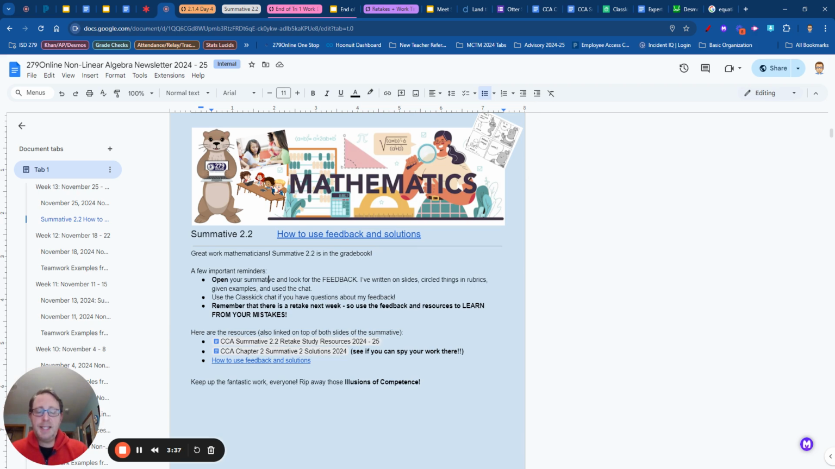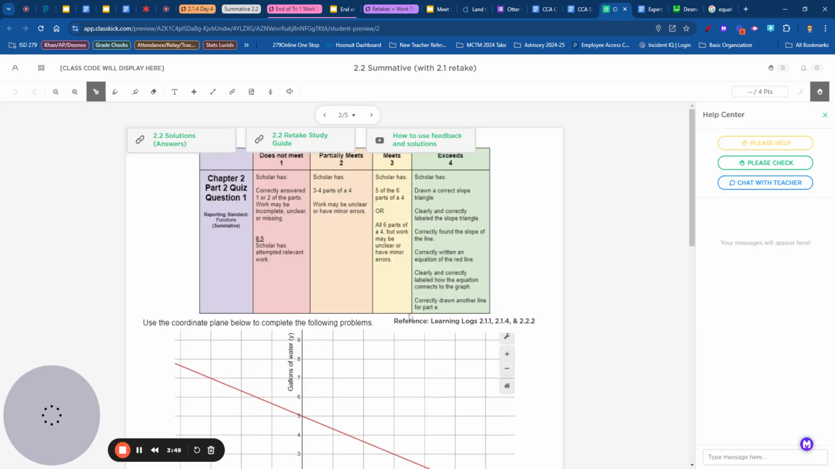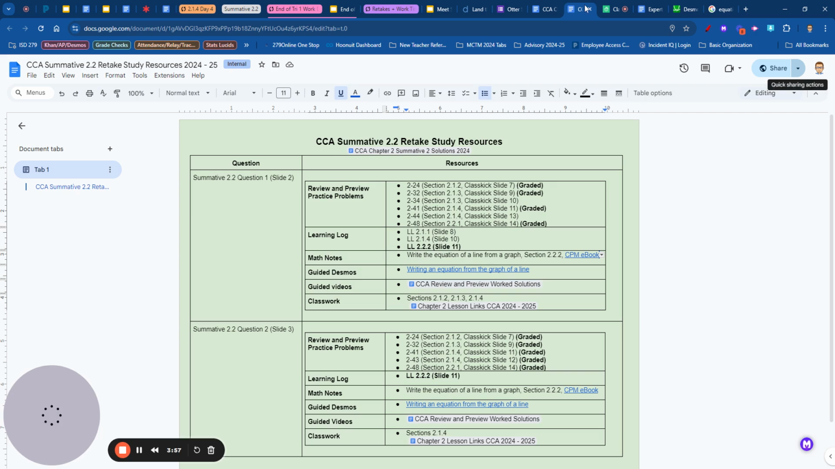And the last thing is, hey, if the solutions aren't enough, what are some practice problems? So that is what this Retake Study Resources is. That's linked here on the newsletter. It's also linked, the Retake Study Guide, on top of ClassKick, slide 2. And it looks like this. You can see there's those solutions again, another way to get there. But if you need help on question 1, practice on question 1, you're looking in this box here and saying, oh, here are some review and preview practice problems.